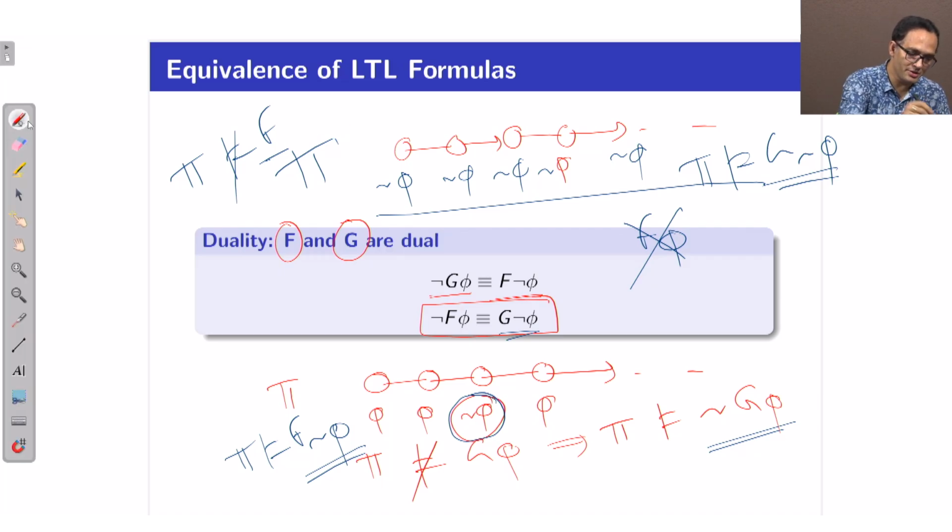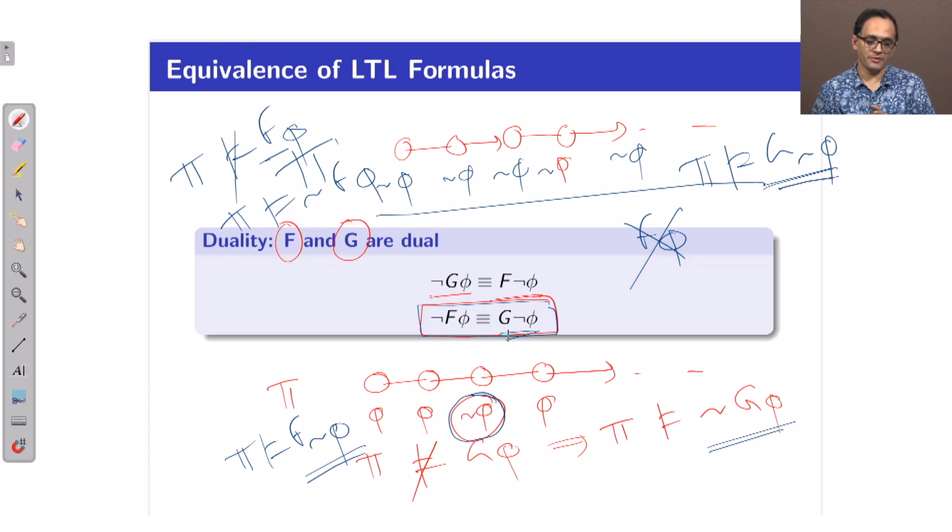Because phi does not hold in any future state, I'll say this pi does not satisfy F of phi, or I would say this pi satisfies not of F phi. And I have already mentioned that this pi satisfies G of not phi. So not of F phi is equivalent to G of not phi.